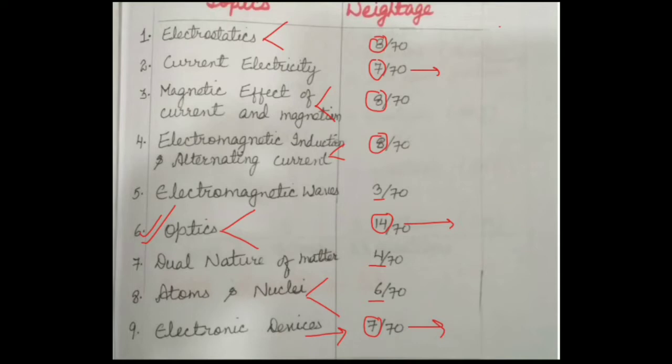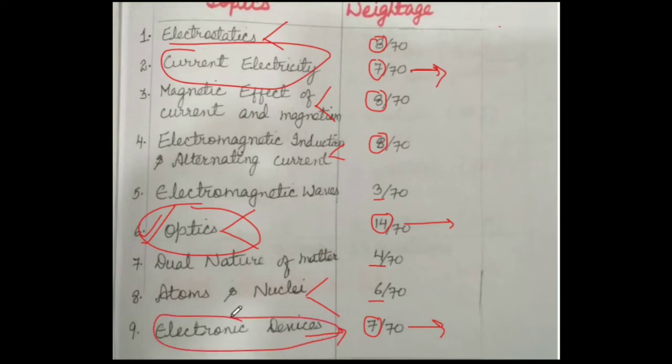So you can easily find that from these units 1 to 9, which chapters you have to focus more on. Let us see. This current electricity alone consists of 7 marks. Then optics consists of 14 marks and electronic devices consist of 7 marks. So you have to concentrate more on these chapters. 7 plus 14 plus 7, it means 28 marks from these 3 units only: current electricity, optics and electronic devices.